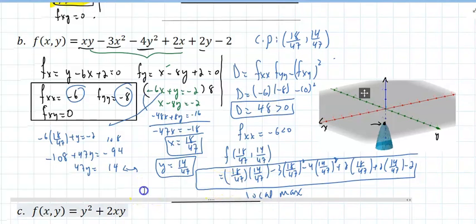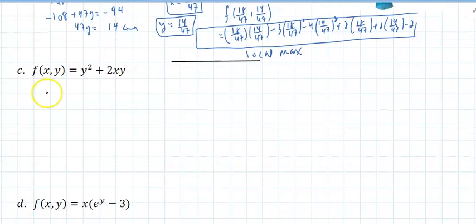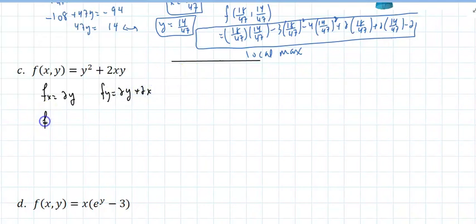Here's another problem. I want to find the critical numbers. I would take f sub x, that is 2y. I will find f sub y, that is 2y plus 2x. I'll go ahead and find f sub xx, that's 0, f sub xy, that's a 2. I'll find f sub yy, that is a 2. So these values I need for my d.